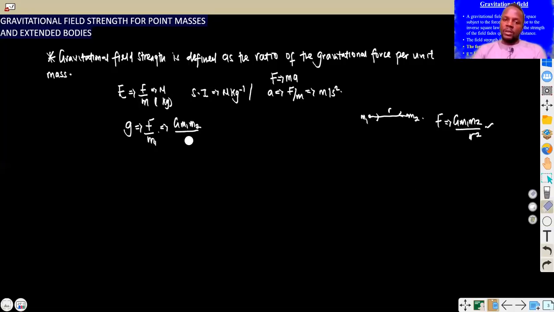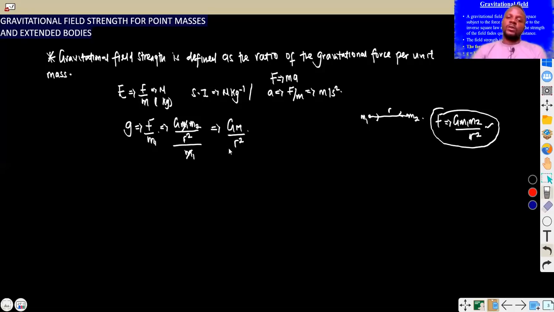I hope my students are following this. We don't need to rush. I have to finish what I've started. The numerator is the force, for which we substitute this value, and now we divide by M1, so M1 gets cancelled out. The formula for g is G M2, which I will take as M, everything divided by r squared. In a nutshell, the acceleration due to gravity for two point masses is given directly by the formula G capital M divided by r squared, which you can keep in mind.